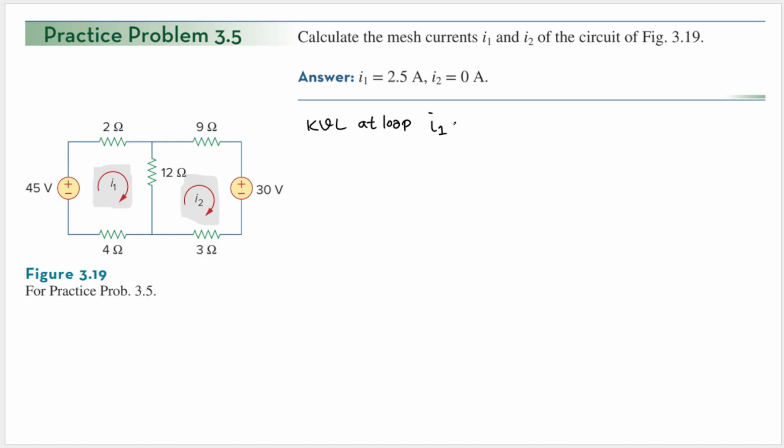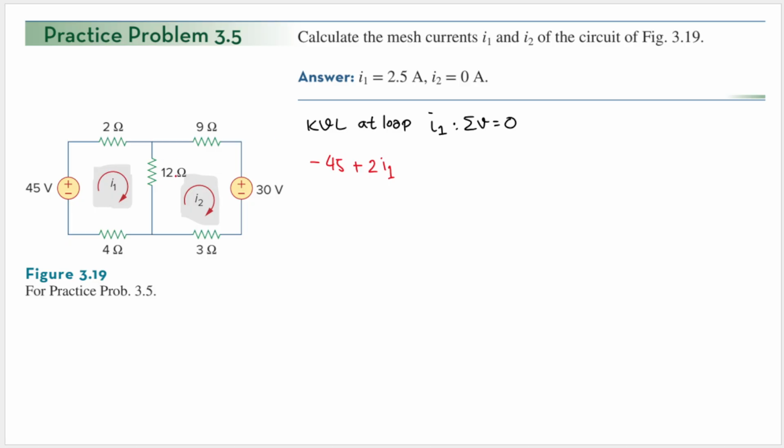And what does KVL say? KVL says that the sum of the voltages in a loop will equal 0. Now the current is flowing from the negative terminal to the positive terminal, so we will have a negative sign and the magnitude is 45. Good. Now let's move on to this component here. We have a 2 ohm resistor, and the only current that passes through it is I1. So we multiply it by I1, because resistance multiplied by current is voltage, right?